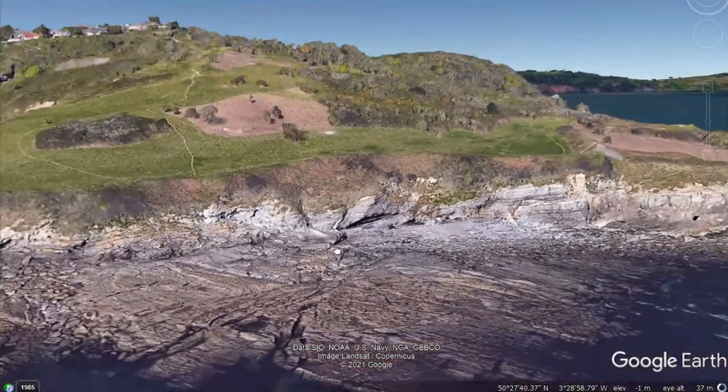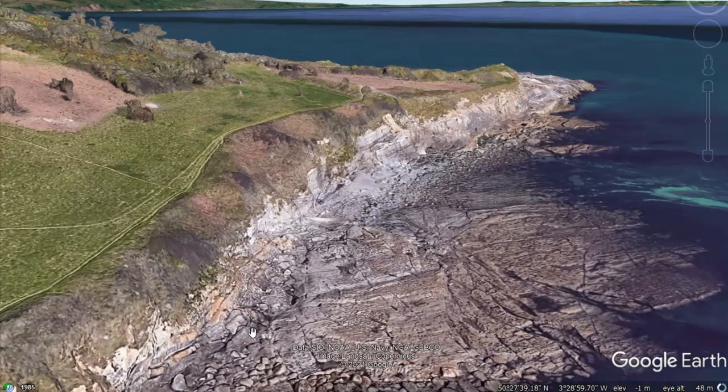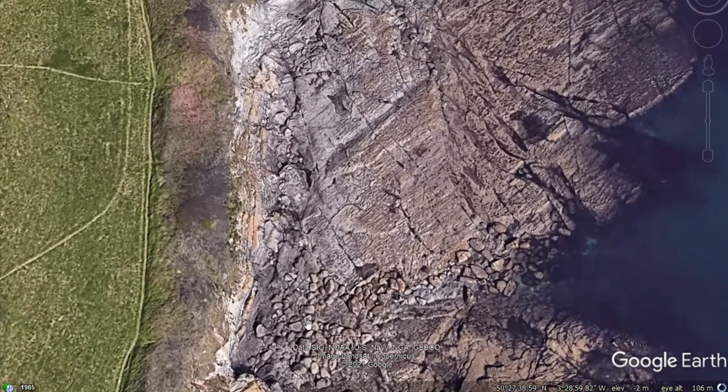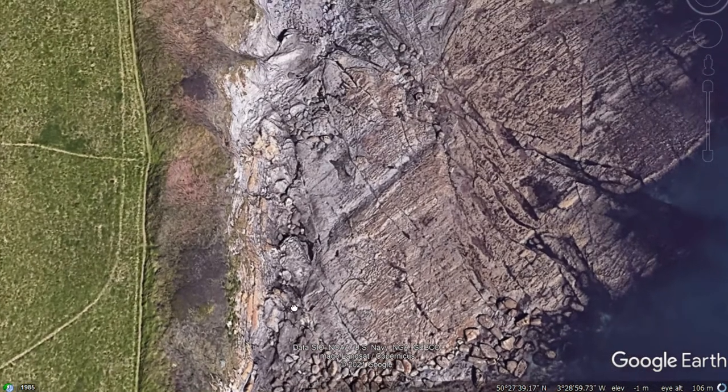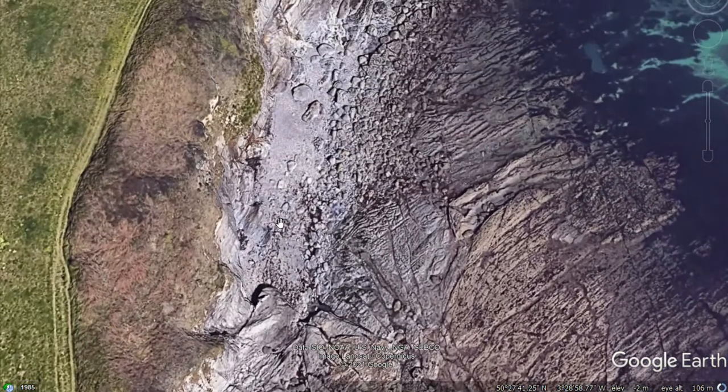As the cliffs are undercut, they eventually collapse, and you can see all of the evidence of previous cliff collapses if we look from above. All of these boulders that have fallen, they are the rubble from previous cliff collapses.